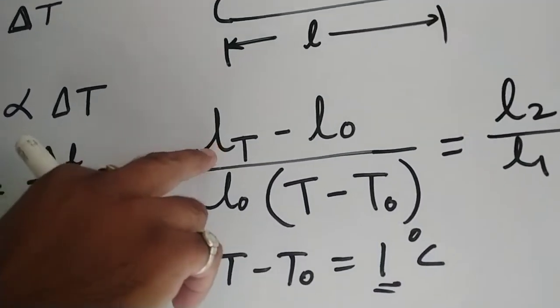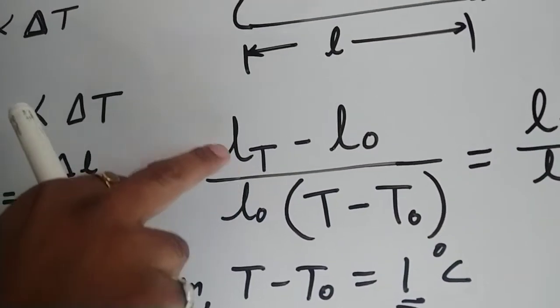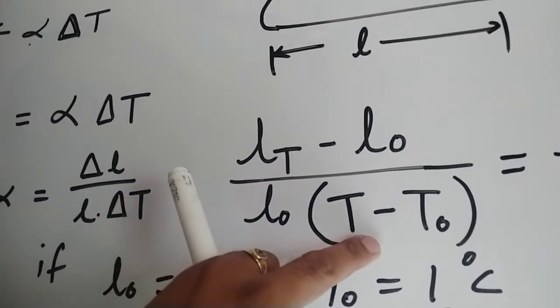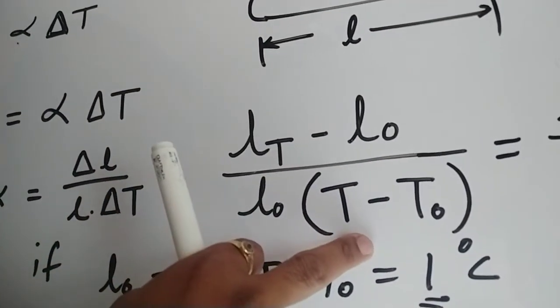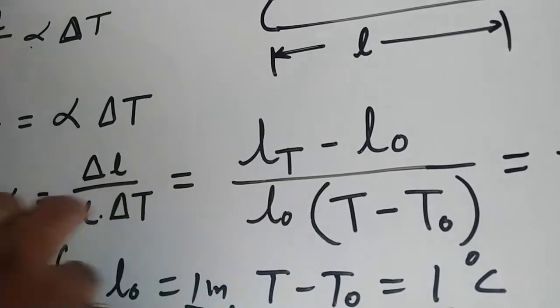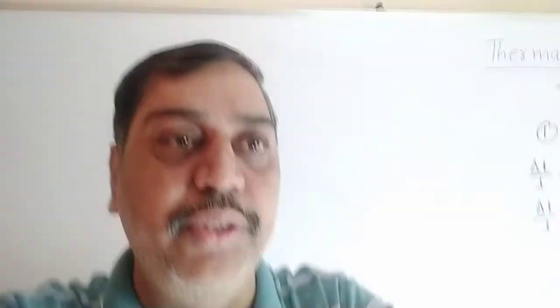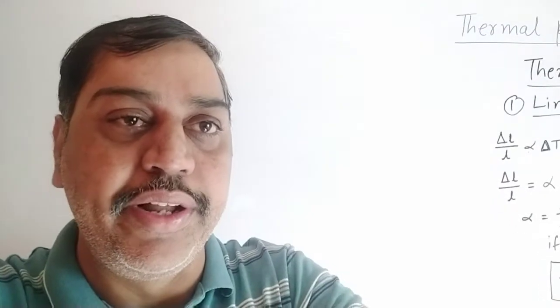If you see, change in length divided by length, if this is in meter and this is in meter, meter gets cancelled out. What is remaining? 1 divided by temperature is remaining. So the unit of alpha is per degree Celsius or per degree Kelvin. Per degree Celsius or per degree Kelvin is the unit of this coefficient of linear expansion.